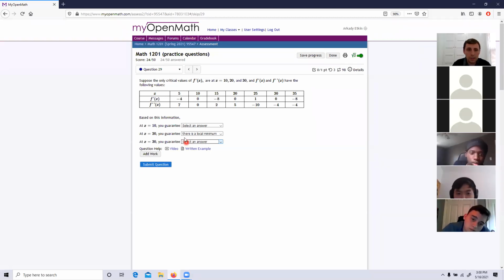Let's look at 30. At 30, the derivative is 0, and the second derivative is negative. So I'm tempted to move down, which means I am at a local maximum. And for 10, nothing can be guaranteed.